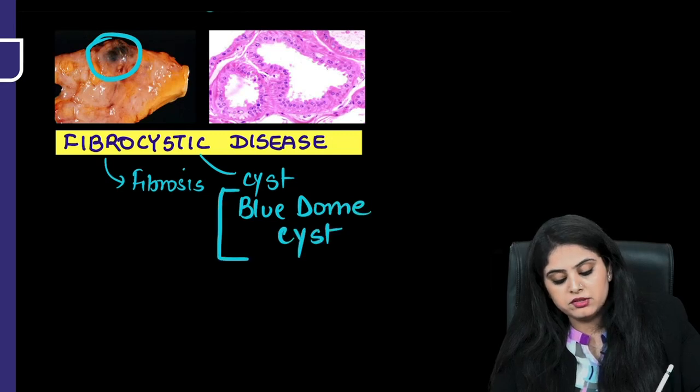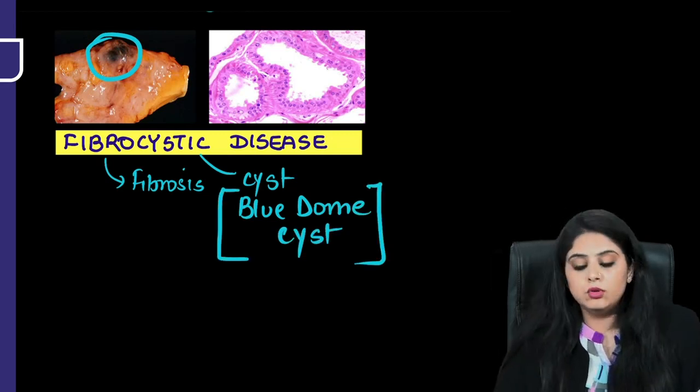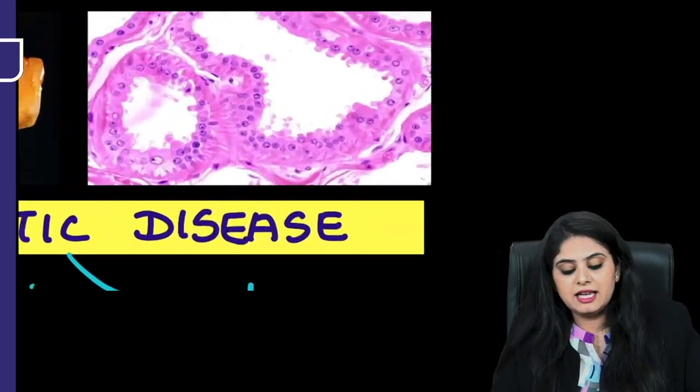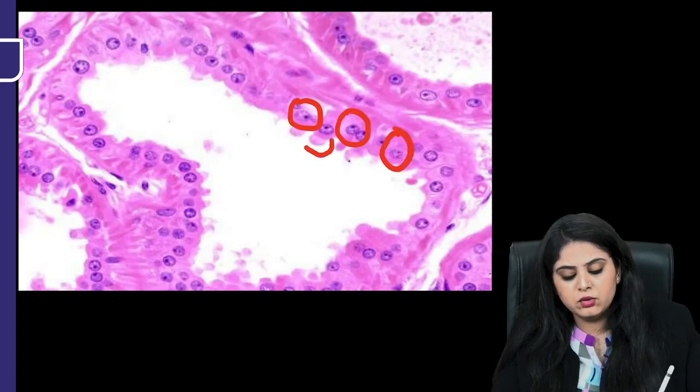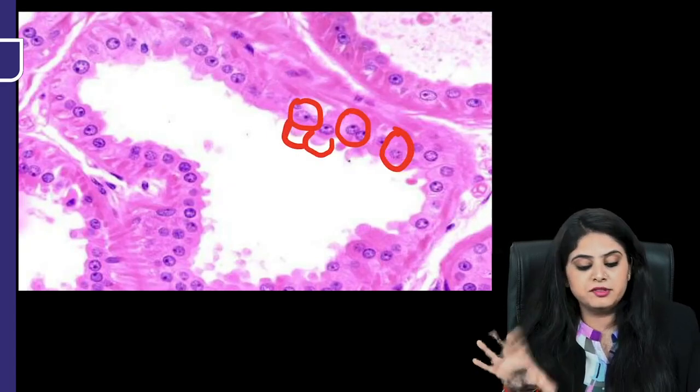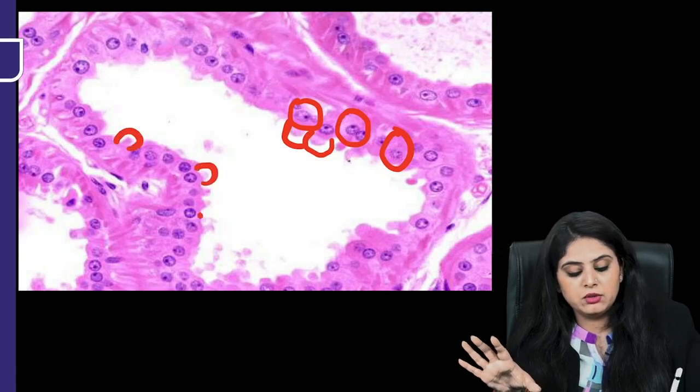That is what is important. Surgery, it is called as blue dome cyst. And of course, along with that, can you see there are some really pink cells, very pink cells, and they are throwing there as if they are spitting out some secretions. They are trying to spit out some secretions.